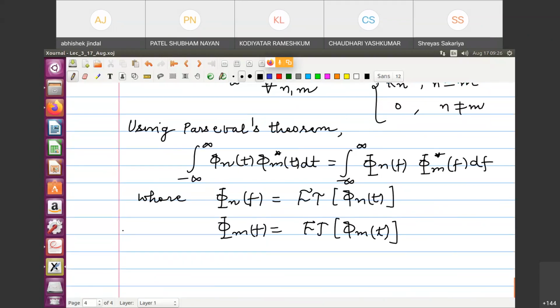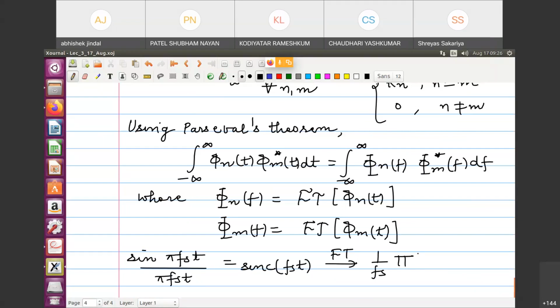Now let us take sinc of fs t, which is sin of pi fs t divided by pi fs t, which is equal to sinc of fs t. Its Fourier transform is 1 upon fs times f by fs. Now what is this? This is the rect function.